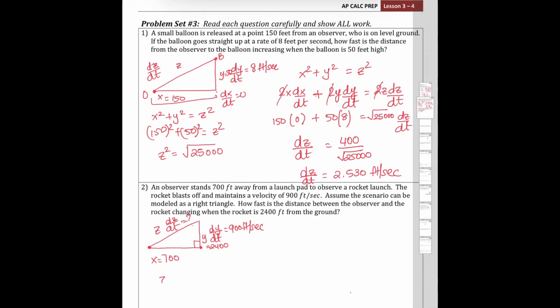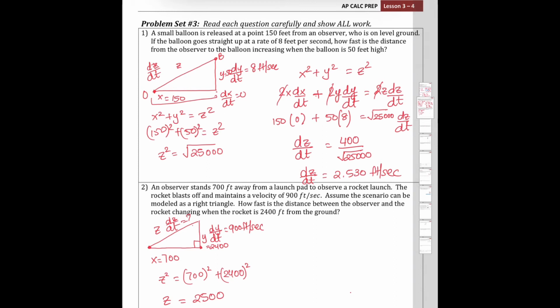So let's find our z. z squared equals 700 squared plus 2,400 squared. This is actually one of the Pythagorean triples. So z equals, you can just solve it, 2,500, right?